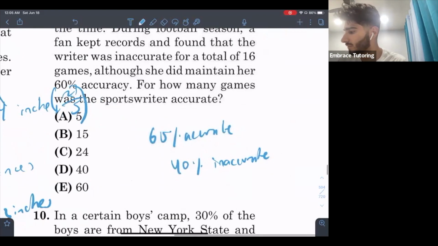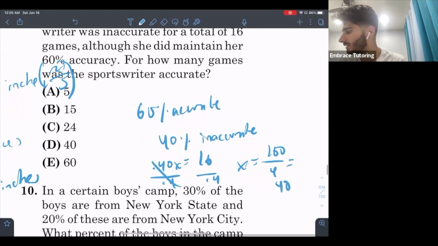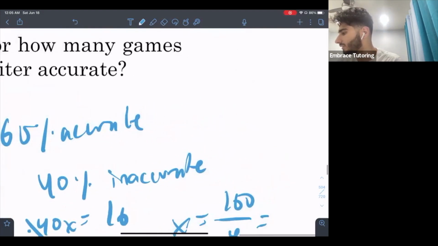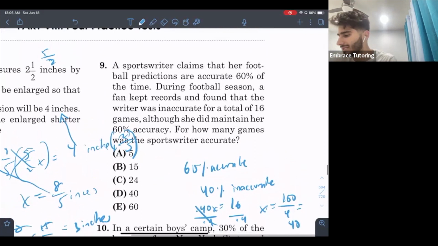So if it's inaccurate 40% of the time, it would be 0.40x is equal to 16, which is games of inaccuracy. Divided by 0.4, x is equal to 160 divided by 4, which is 40 games of inaccuracy. So that would mean if it's 40 games inaccurate, 40 games inaccurate.